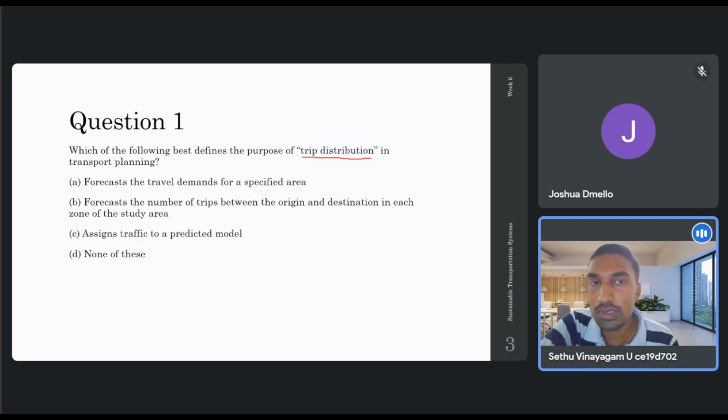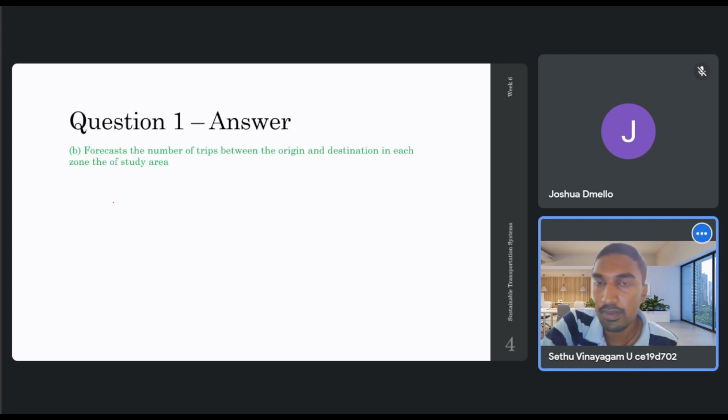So we distribute the trips that are generated from a particular zone into different destinations. For each origin zone, the total number of trips that are coming out, we determine how it is going to be split across the different destinations. That's the purpose of the trip distribution step. Okay, so A and C are not in the trip distribution. They come under the other steps of the 4-step planning, right? Only option B happens in the trip distribution step. So the right answer is option B.